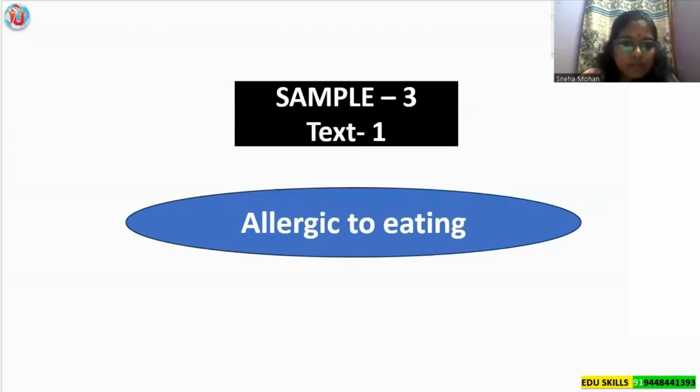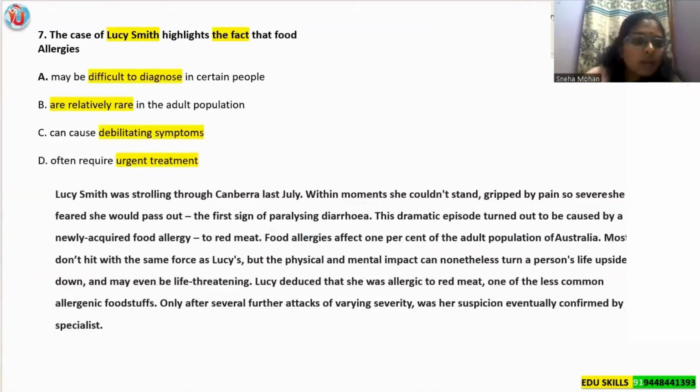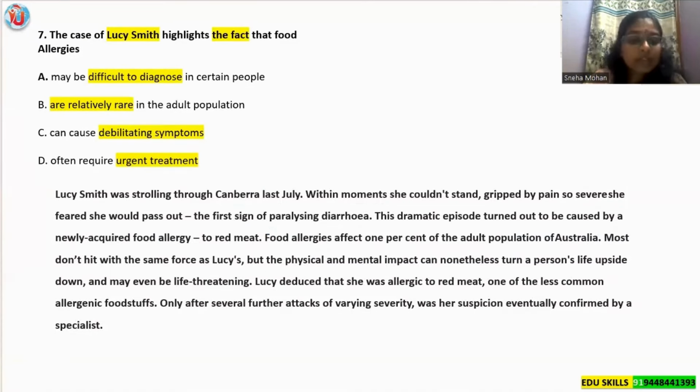So today, I will be taking a session on reading Part C. It is from one of our OET sample tests, and I would like to thank OET for allowing me to take this session. Today we are discussing reading Part C, from sample test 3, text 1, Allergic to Eating. In reading Part C, we follow the QTA method, that is, question, text, and answer.